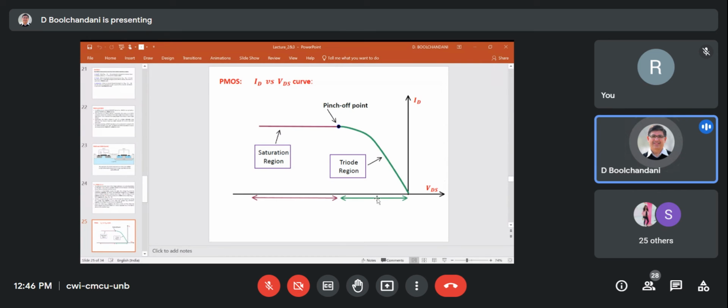You have it on this curve in the second quadrant. Current flows only when VDS is negative. So the curves are similar to those of the NMOS type, only the polarity of the drain to source voltage and gate to source voltage is reversed. When VDS is less than VGS minus VT, saturation takes place. If VDS is greater than VGS minus VT, the transistor is in triode mode or linear mode.